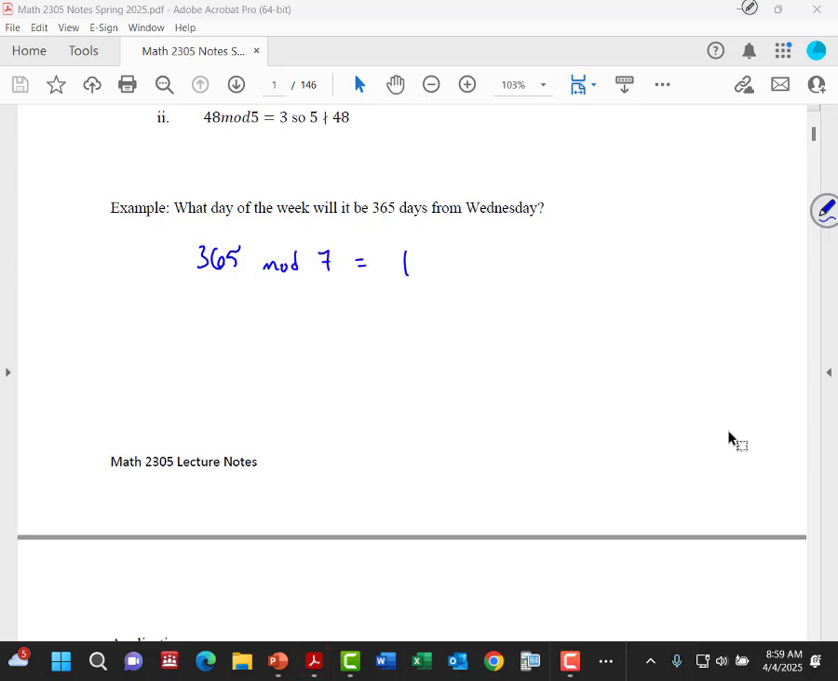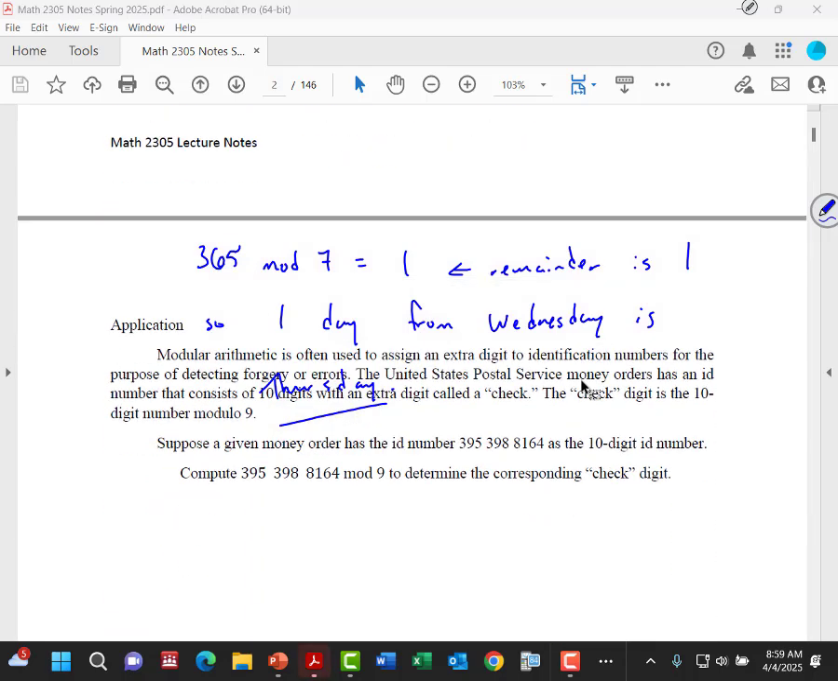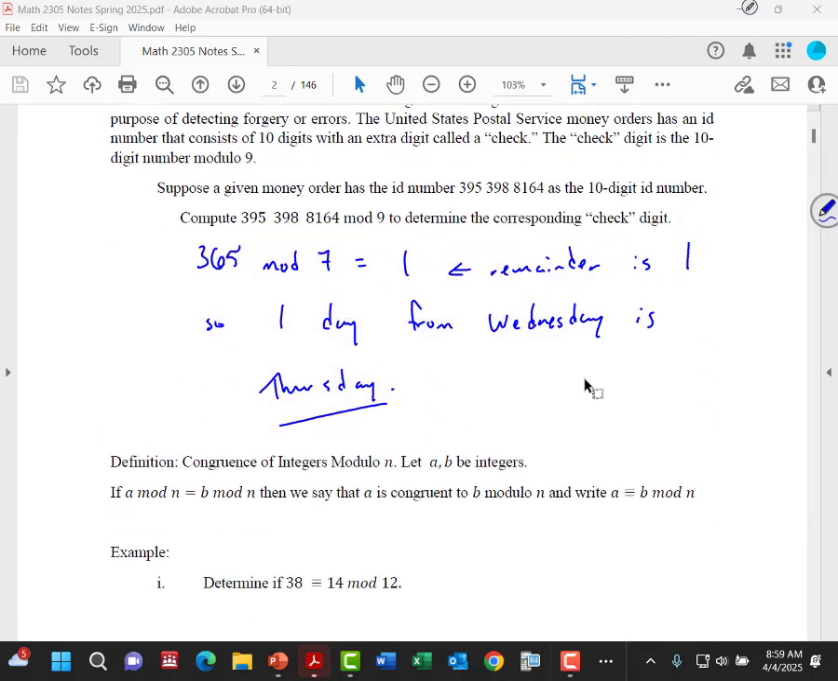equals 1. All this is saying is when I divide 365 by 7, I'm not interested in what the quotient is, but I get a remainder of 1. Remainder is 1. So simply 1 day from Wednesday is Thursday. So 365 days from Wednesday will occur on a Thursday. Let's take a look at an application.